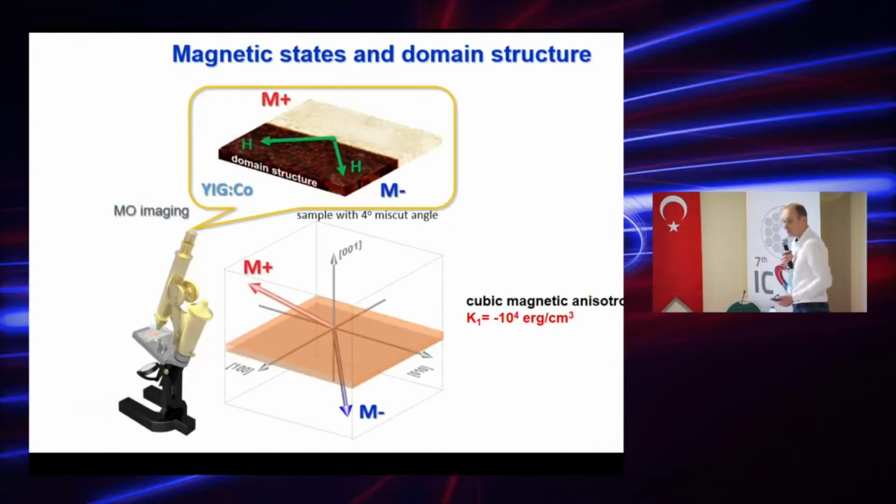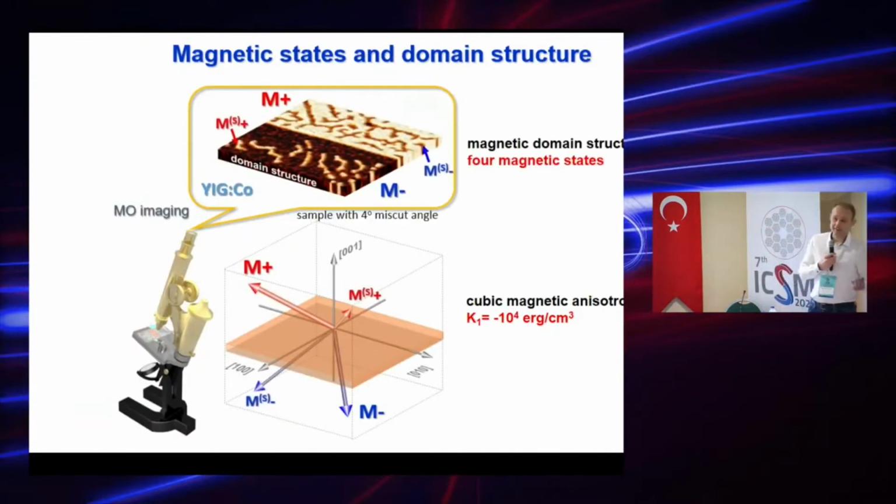If you look at the magnetization state in the sample, it is more complicated, because in this case we have a cubic crystal. For a cubic crystal, a negative first anisotropy constant corresponds to orientation of the magnetization along the main body diagonal of the cube.